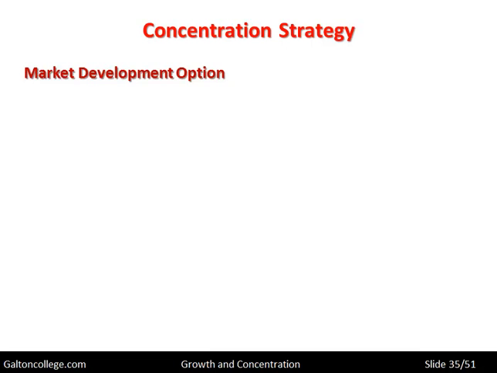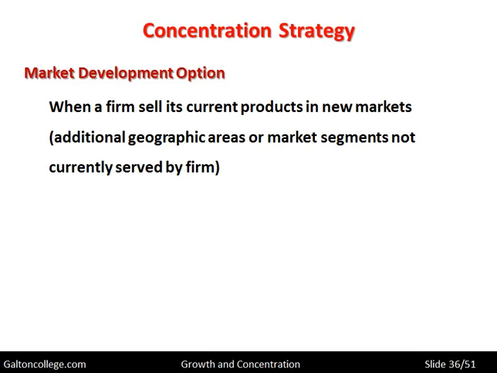The market development option. When a firm sells its current products in new markets, additional geographic areas or market segments not currently served by the firm. So it takes its current products and tries it out in new markets. Sometimes this happens in an international context. The company is making a certain line of products, it's selling it domestically, it enjoys a certain percentage share of the market, and it wishes to grow.